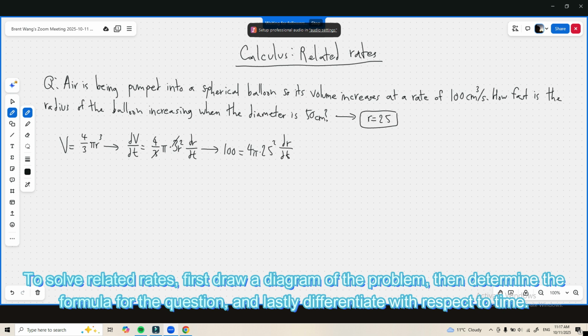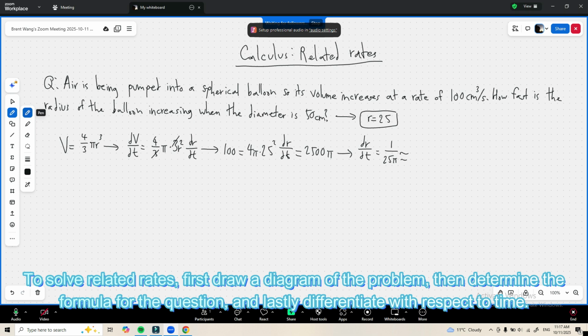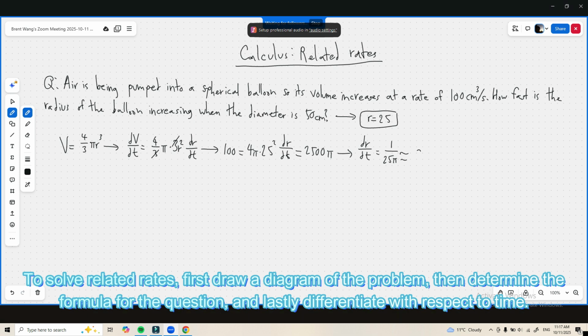25 squared, that's 625. You know what? I'm not going to do this super quick. So 2500 pi. Therefore, dr/dt is equal to 1 over 25 pi, which roughly translates to 0.0127 centimeters per second. And this is our answer to the question.